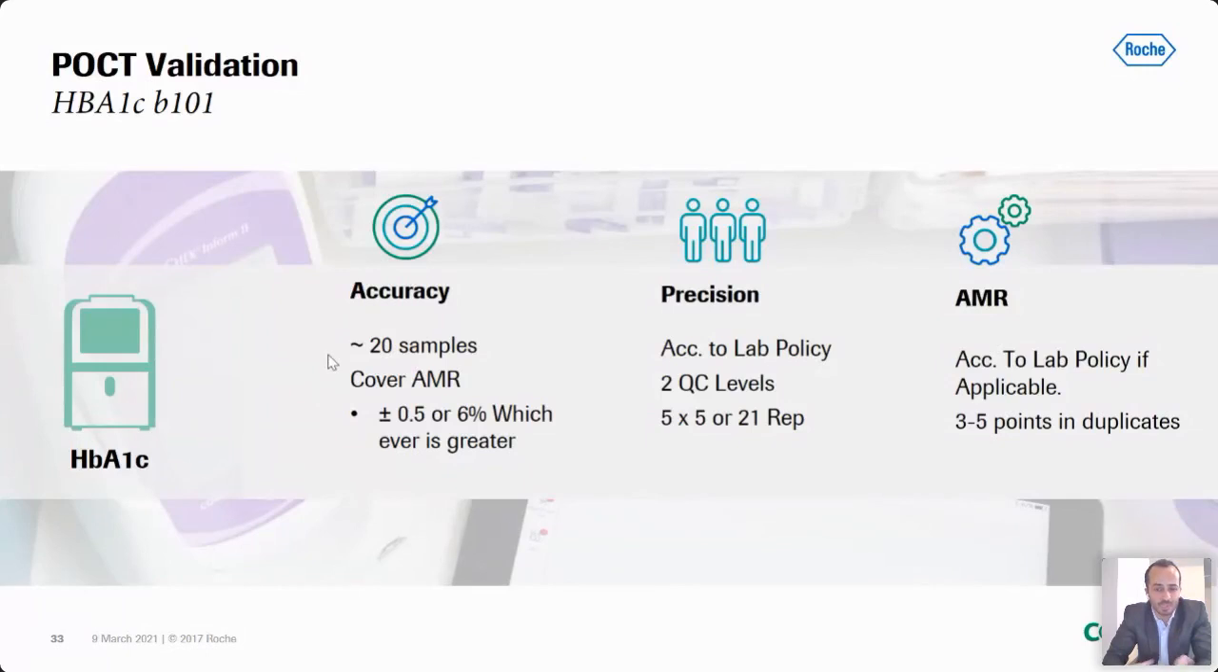At this point, you might have two options. The first option is to go for commercial materials, material already available that you can use to verify your AMR range. And your second option is to use a manual procedure where you have 3 to 5 points inside your AMR, covering your AMR as much as possible. We always recommend to measure each sample or each concentration point in duplicate to avoid any possibility of random error.